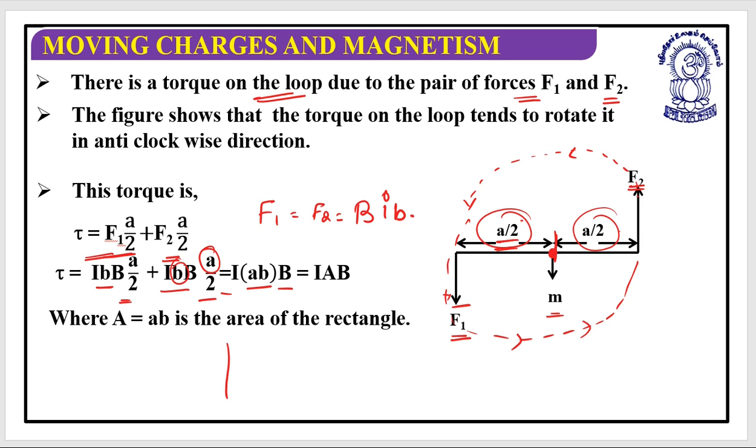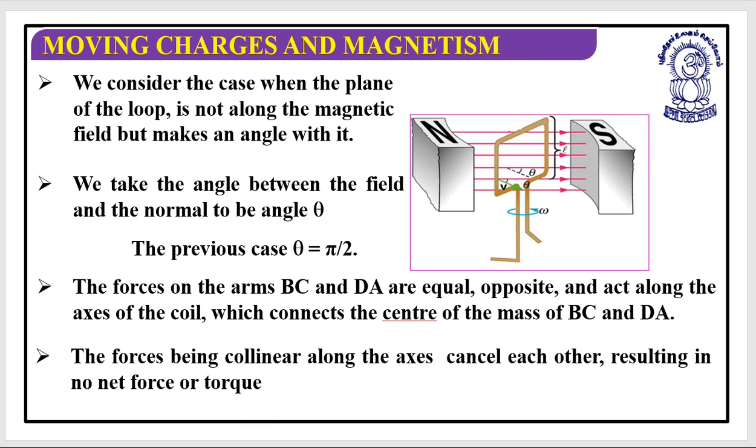This is AB, it is something like this. Yes, this was the B, and this as a complete A. So this is the area of the rectangular coil. So that could be written as I into A into B, where A is the area of the rectangular coil. Is it clear? Great.